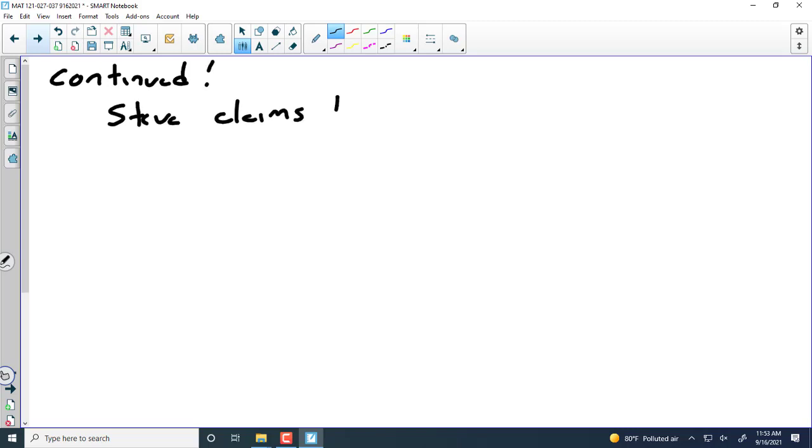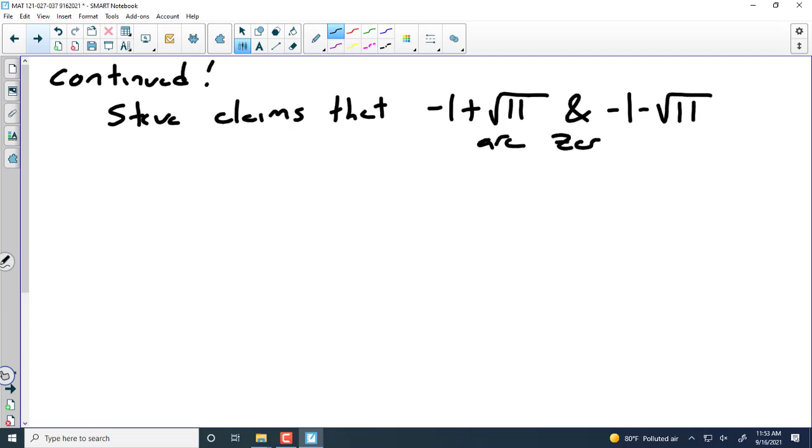Steve claims that -1 plus the square root of 11 and -1 minus the square root of 11 are zeros of g of x, x squared plus 2x minus 10. Why? Because the quadratic formula gave me that those were the zeros of this equation. That's what the quadratic formula does. It tells you zeros.